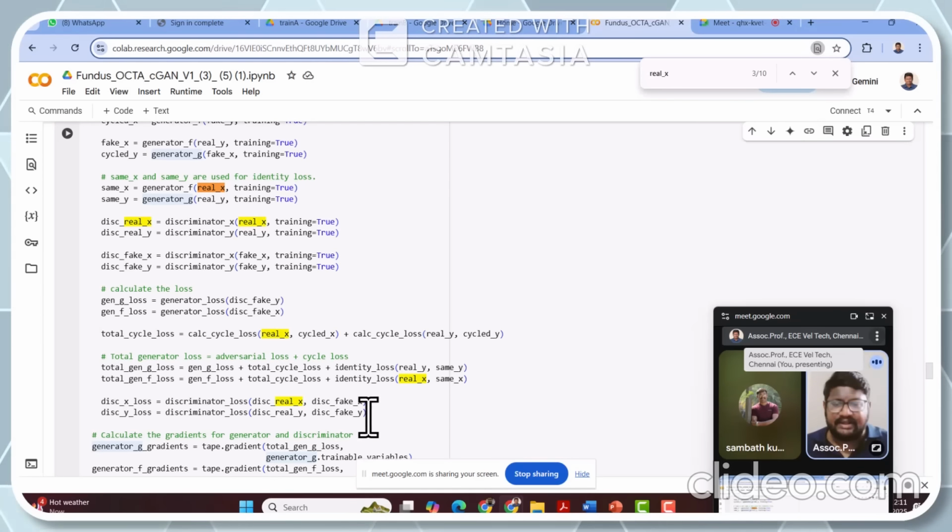What is discriminator real_y? The input to that will be the original OCTA image, and discriminator fake_y is the synthesized OCTA images. The output of these two will be used to calculate the loss. Already we know that the discriminator loss is nothing but comparing the real with 1 and synthesized with 0.